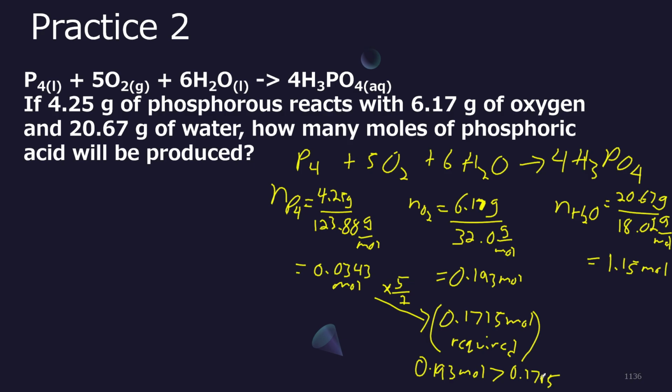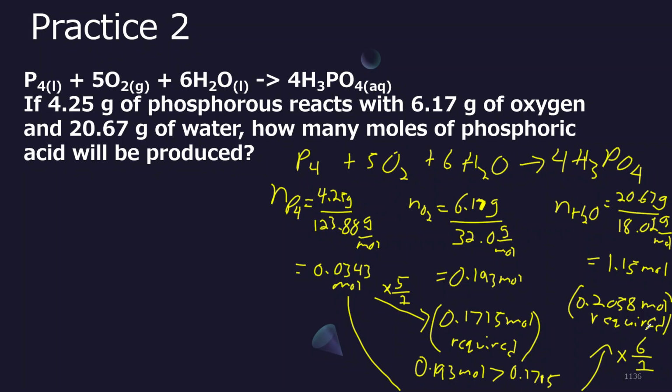I'll just draw this arrow coming up around here. For water, we would need to multiply 6 over 1 by our limiting amount. So 0.0343 times 6. 0.2058 moles of water is required to react with all of our P4. Do we have that much? Yes, we have much more than that. We have like 5 times that much at least.